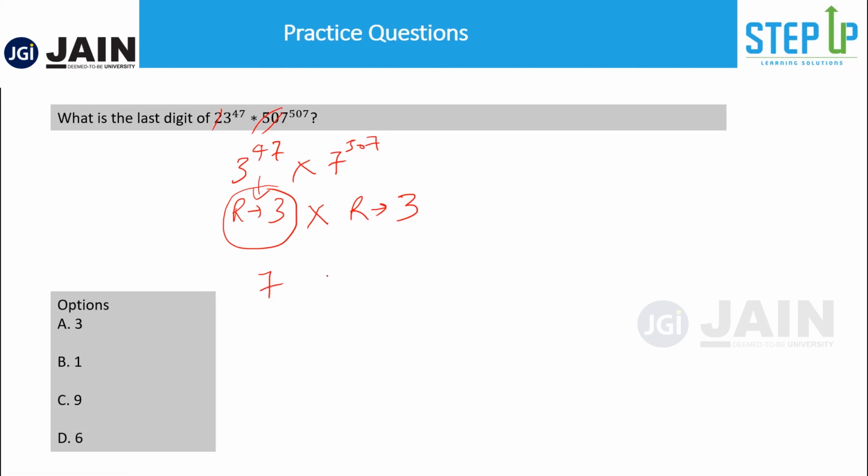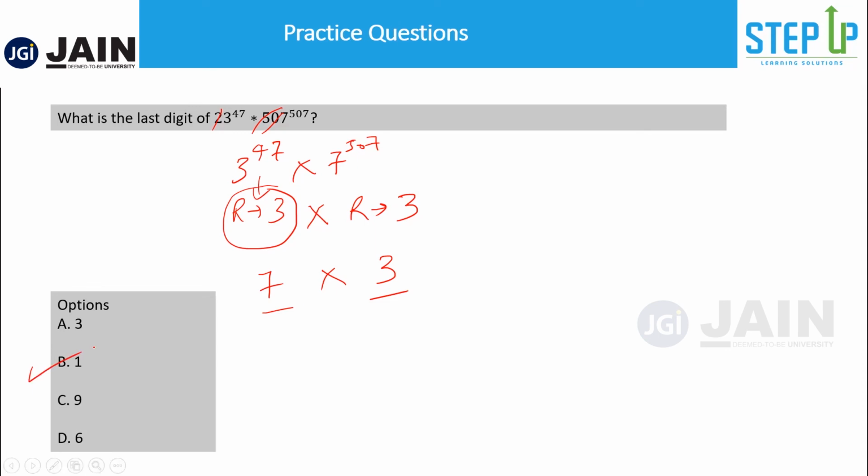This is 27 into 7 cube. Again 7 into 7, 49. 9 into 7, 343. That means 3. So the last digit would be 7 here and 3 here. Now you are multiplying the unit digits. What will be the answer? This would be 21. That means 1. That is your answer here.